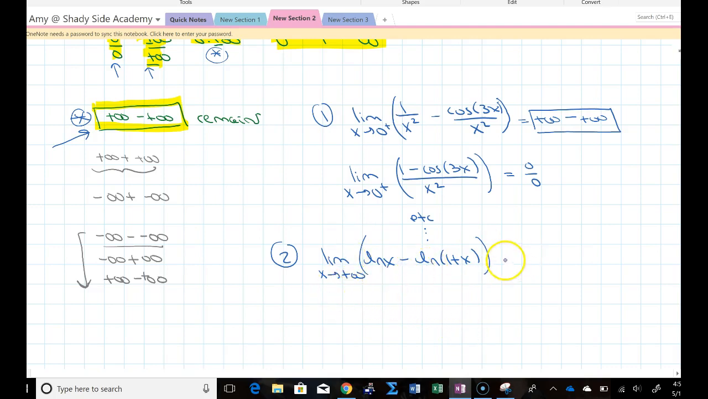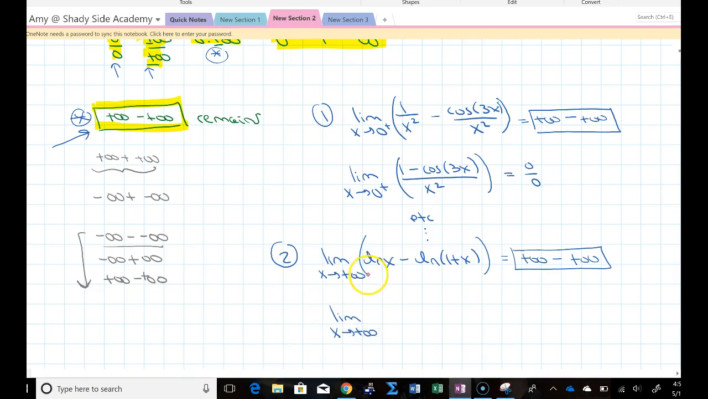And as x approaches positive infinity, ln x approaches positive infinity, and natural log of 1 plus x also approaches positive infinity. This is an indeterminate form. Well, how do we write this as a quotient? And as we keep seeing over and over again, more and more often as we get further into calculus, everything really does come back.